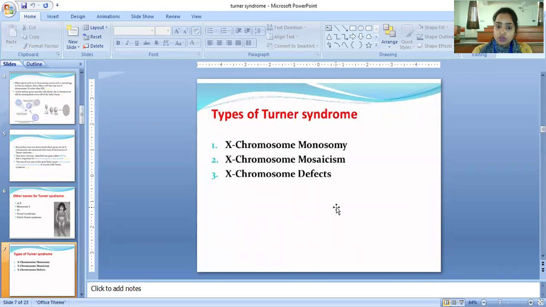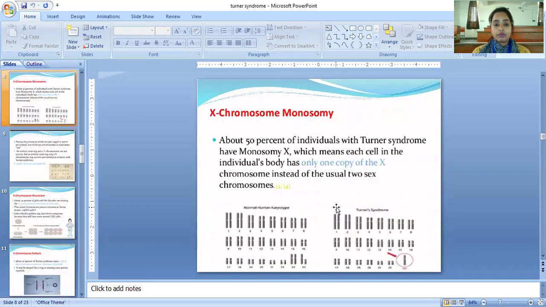Types of Turner syndrome are X chromosome monosomy, X chromosome mosaicism, and X chromosome defect. X chromosome monosomy: about 50% of individuals with Turner syndrome have monosomy of the X chromosome, which means each cell in the individual's body has only one copy of the X chromosome instead of the usual two sex chromosomes.